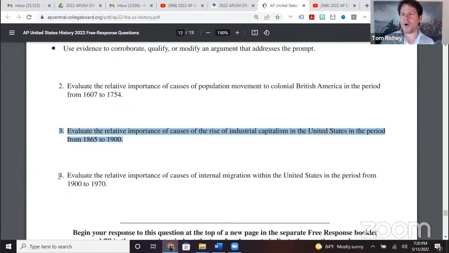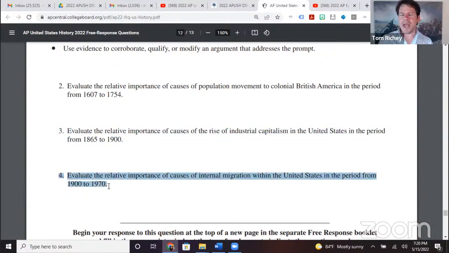And then 4, evaluate the relative importance of causes of internal migration within the United States in the period from 1900 to 1970. Now, I think if you know your internal migrations, this one's going to be very easy. But unless you're up to speed with the Great Migration of Black Americans during World War I, the Sun Belt migration after World War II, those are going to be the 2 big internal migrations between 1900 and 1970. And so that's something that I don't think a lot of people are going to pick.